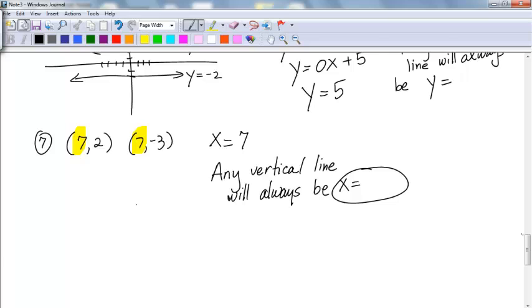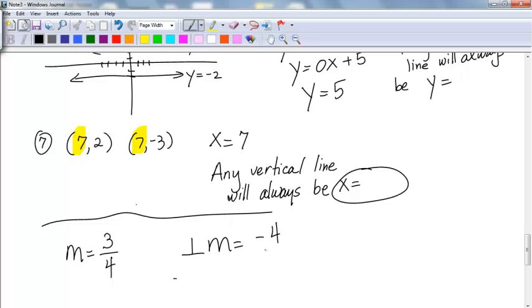One more thing. Parallel lines have the same slope. What about perpendicular lines? We talked about that the other day. Perpendicular lines, those slopes are negative reciprocals of each other. So if one slope was 4/3, what's the one perpendicular to it? -4/3. If one line was 5, what's the one perpendicular to it? -1/5. They always should multiply together to give you -1.